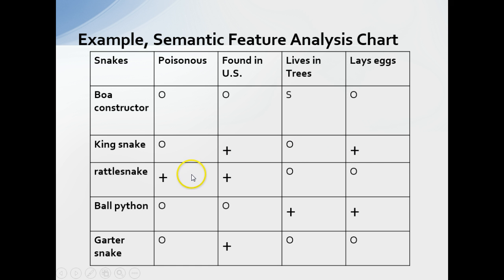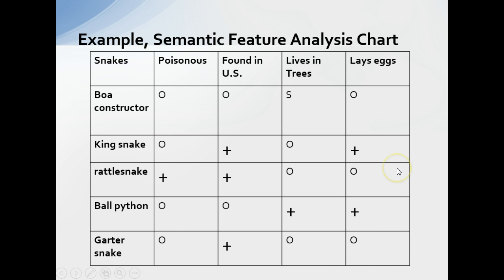A rattlesnake is poisonous, is found in the U.S., doesn't live in trees, doesn't lay eggs. A ball python, not poisonous, not found in the U.S., but does live in trees, does lay eggs. A garter snake, not poisonous, found in the U.S., doesn't live in trees, doesn't lay eggs.